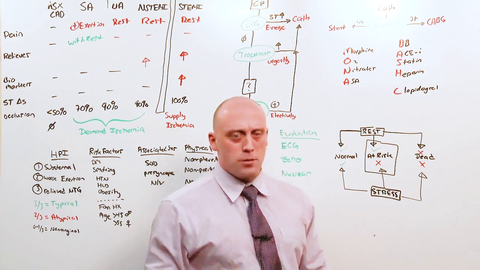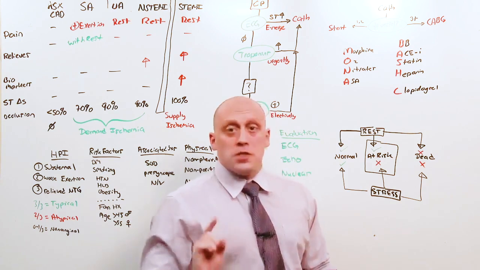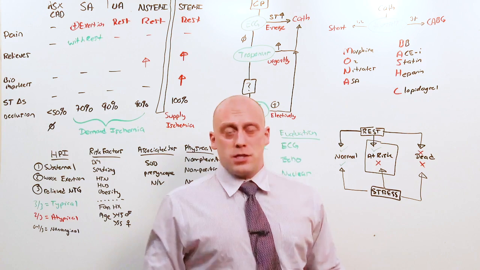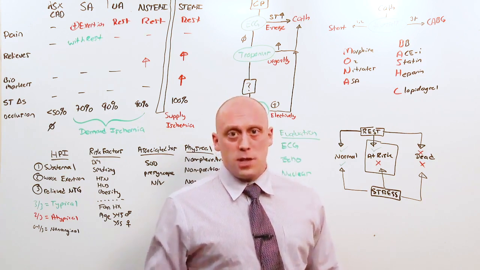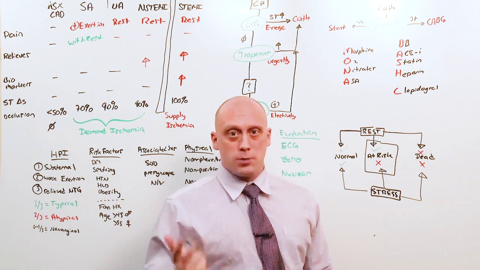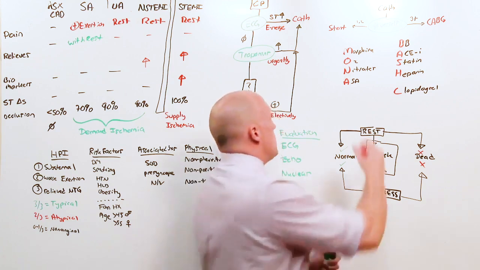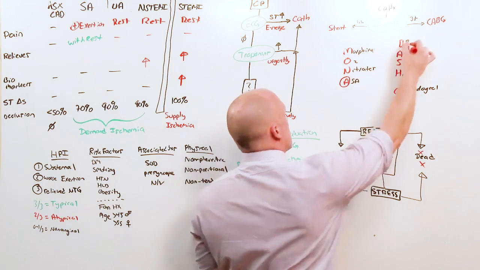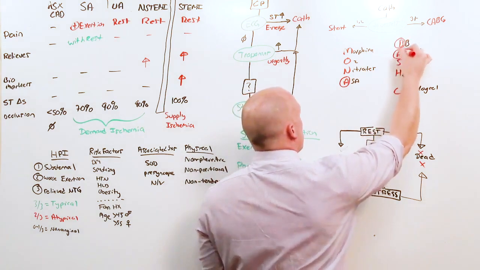Let's talk about some of this stuff. When the person leaves the hospital, they've got vascular disease, and every person who's got vascular disease needs the same 4 things: beta blocker, ACE inhibitor, aspirin, statin. So these are going to be the medications they will most certainly go home on.